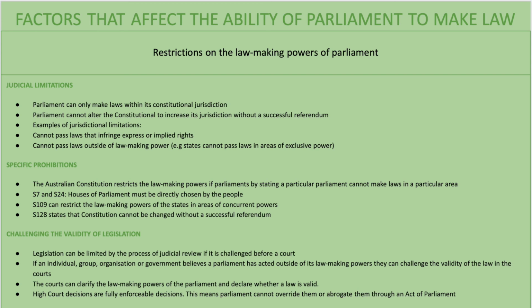If an individual, group, organisation or government believes a parliament has acted outside of its lawmaking powers, they can challenge the validity of the law in court. The court can clarify the lawmaking powers of the parliament and declare whether a law is valid. High Court decisions are fully enforceable decisions. This means that Parliament cannot override them or abrogate them through an Act of Parliament.